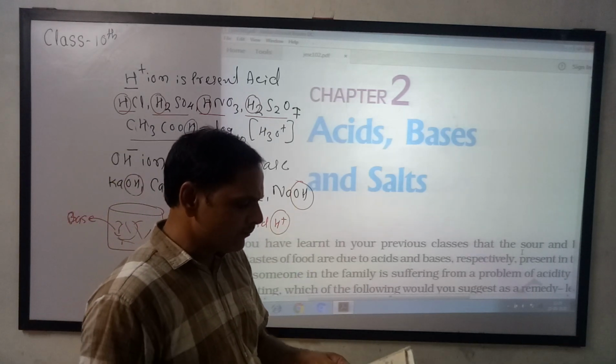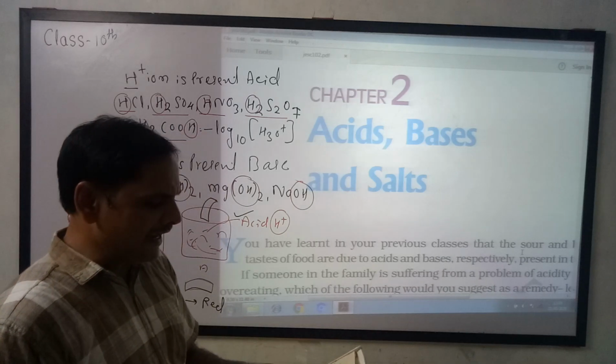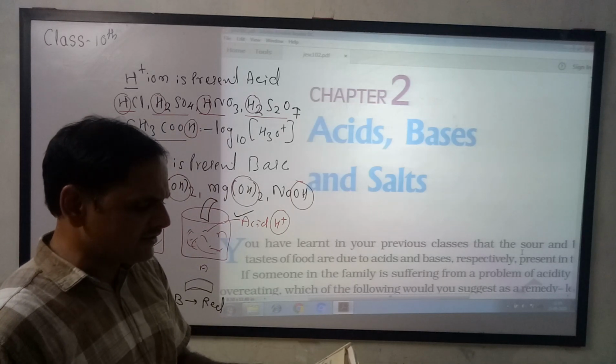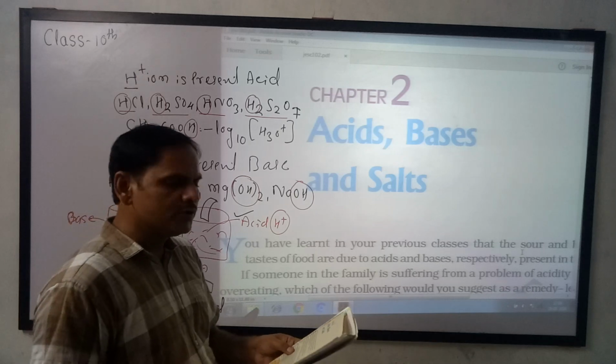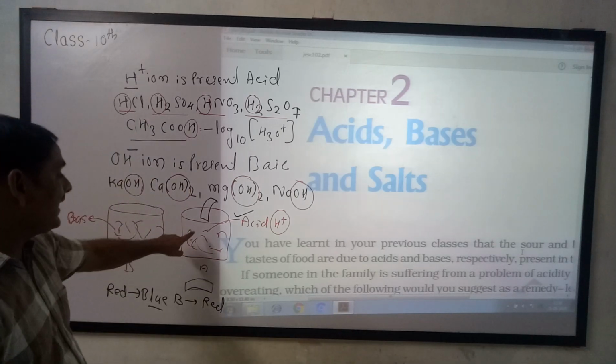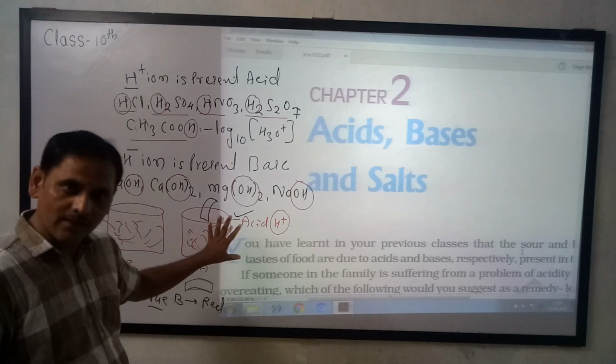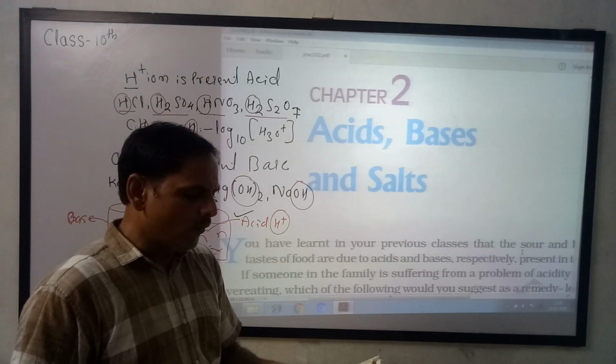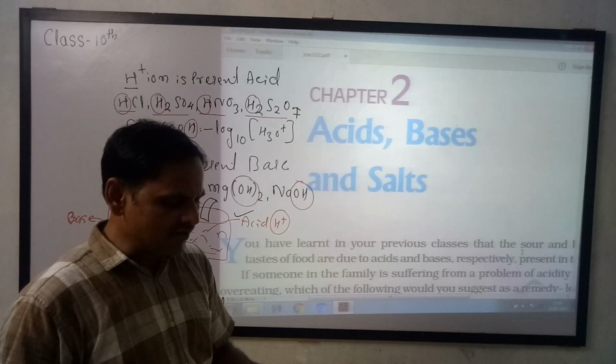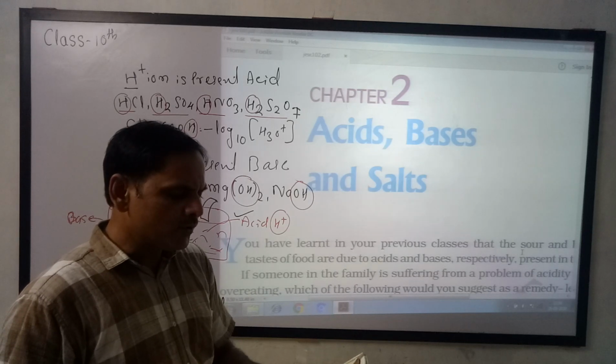Next, here we are discussing: we already know that acids are sour in taste and change the color of blue litmus to red, right? So a substance that does this is acidic. Where bases are bitter and change the color of litmus to blue.